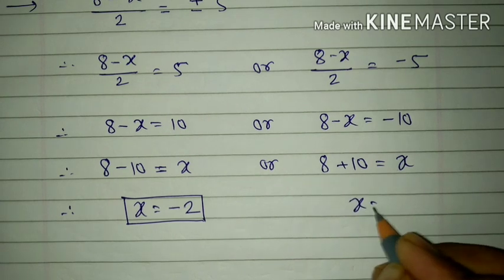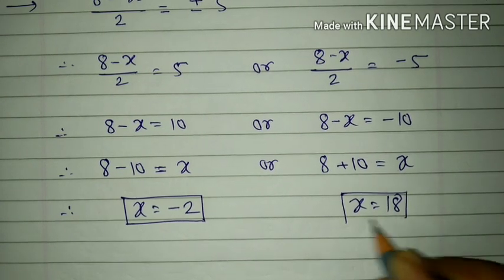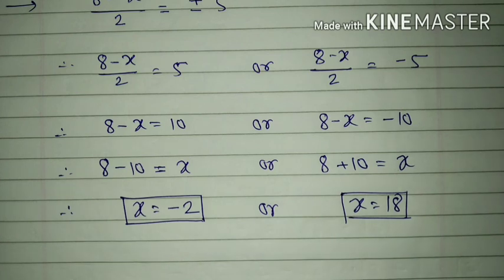So x is equal to minus 2 and x is equal to 18. You can say or. This is our answer. Let us see one more example.